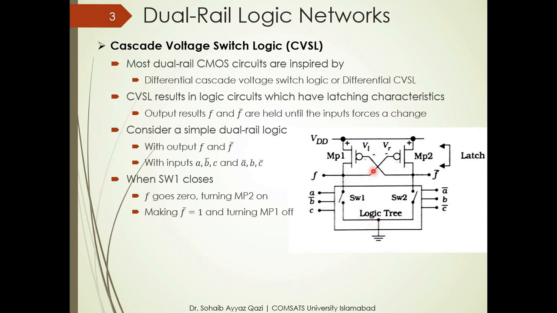If this point is 0, then this PMOS will be turned on, and if this PMOS is turned on, it means this is now connected to VDD. So अगर हमारा switch 1 closed है, F की वैल्यू 0 है और ये PMOS हमारा ऑन हो जाता है. जब ये PMOS ऑन हो जाता है तो ये उसको 1 कर देता है.